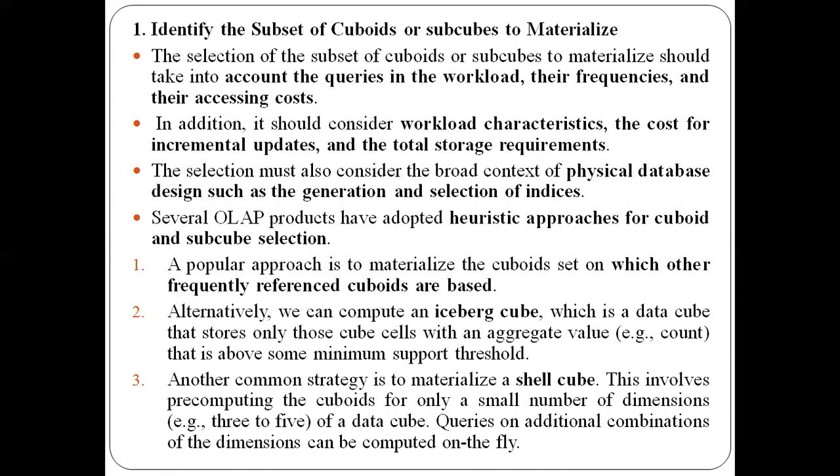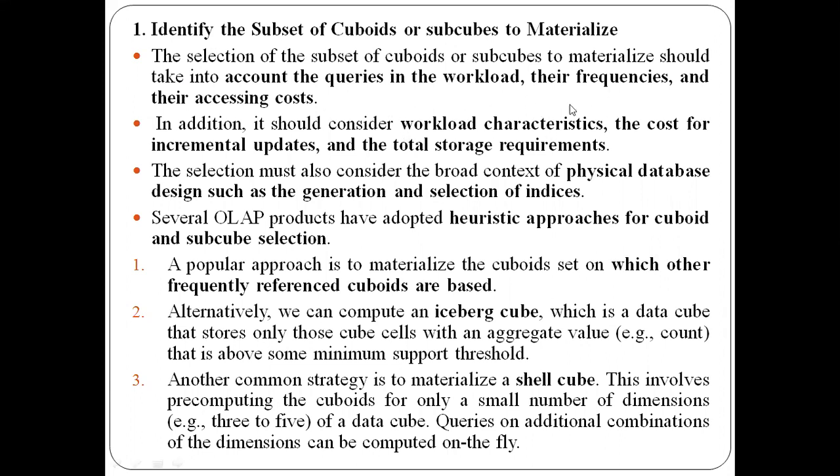One is that we need to take care of the workload. That is the first thing. The second thing is the frequency: what is the frequency of accessing that cuboid? And the third thing is the access cost: how much cost it is going to incur in order to access this cuboid.